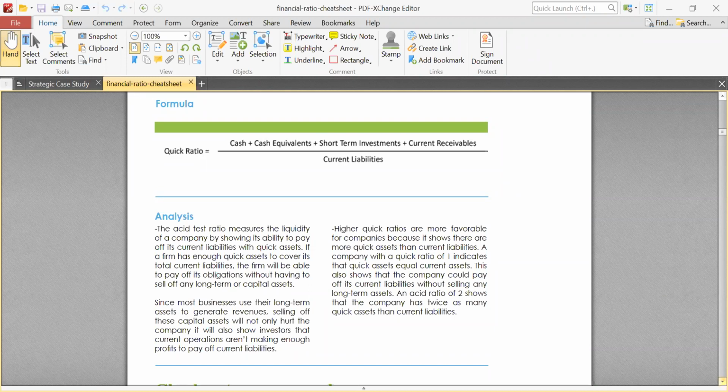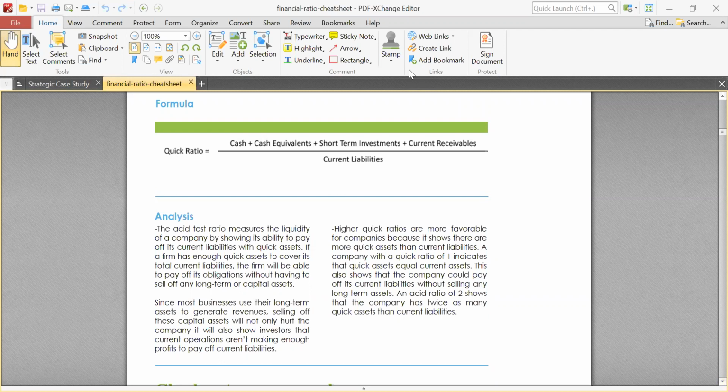So what does it mean when an organization has a high quick ratio? It means that basically it's favorable and that there are more quick assets that are able to pay for current liabilities. Because in that case, your numerator will become bigger than your denominator.